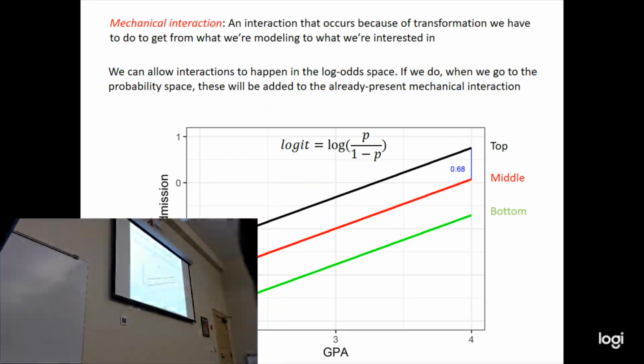So we can, in addition, allow these lines to be non-parallel. So we can add interactions between, say, GPA and the school break. That would allow these lines to be non-parallel too. Any interaction that we add here happens on top of the mechanical interaction that's already present.